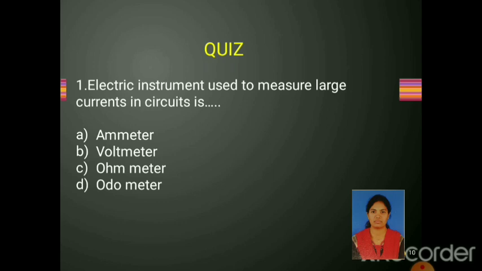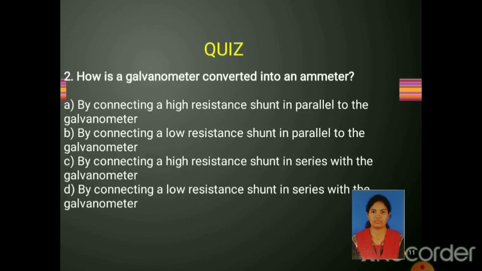Now let us see how much we have understood from this topic. Electric instrument which is used to measure large currents in circuits is ammeter, voltmeter, ohm meter or odometer. It is ammeter.